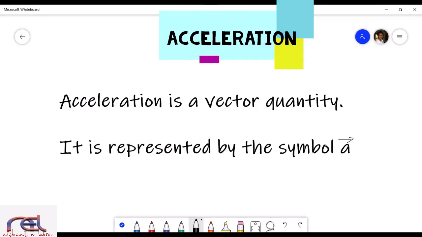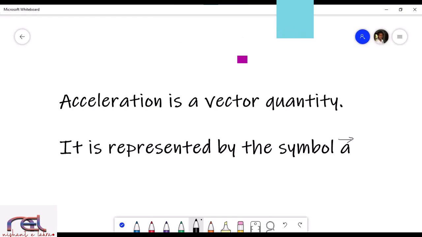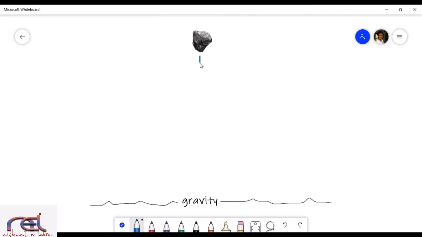And acceleration is a vector quantity. It is represented by the symbol A with the arrow sign on top of it. Now let's see uniform acceleration. Let's say a stone is falling straight down under gravity.